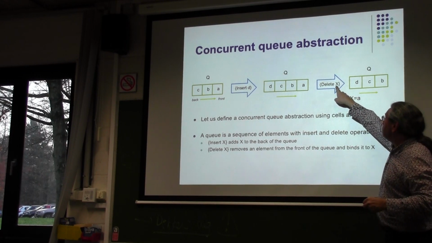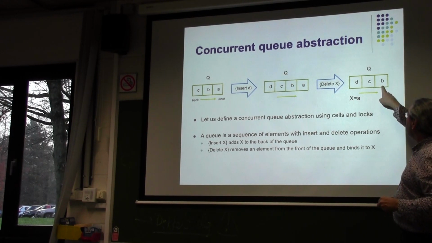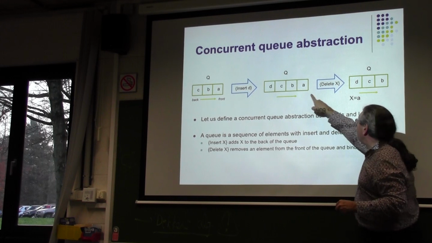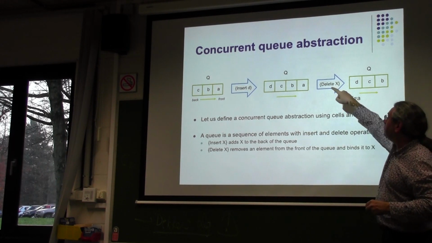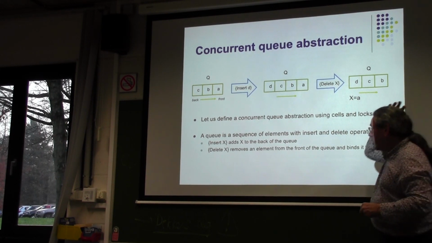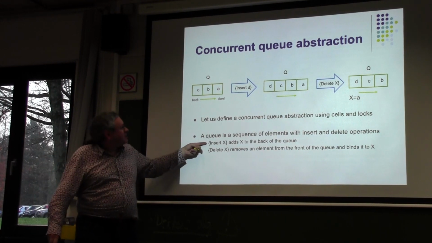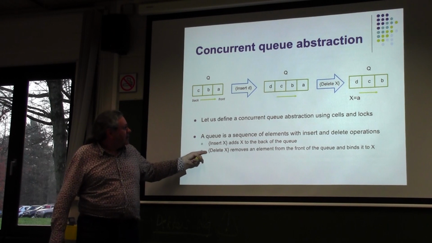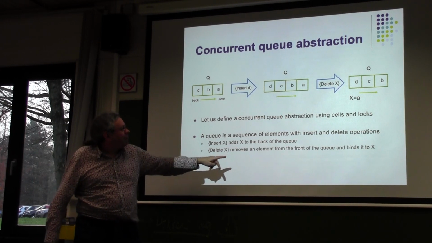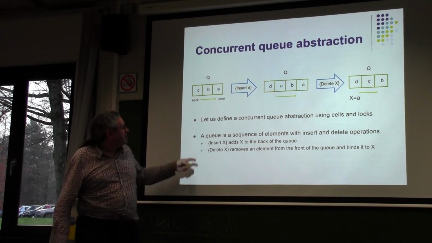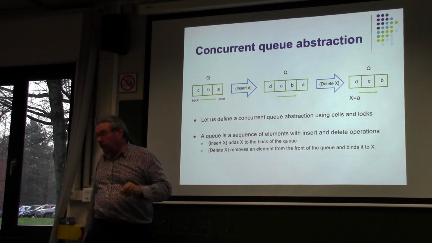So if I delete X, which is unbound, then the A will be removed and X will be bound to A. So that's an output. So that's the queue. Insert X adds X to the back, and delete X removes an element from the front and binds it to X. So it's very symmetrical.